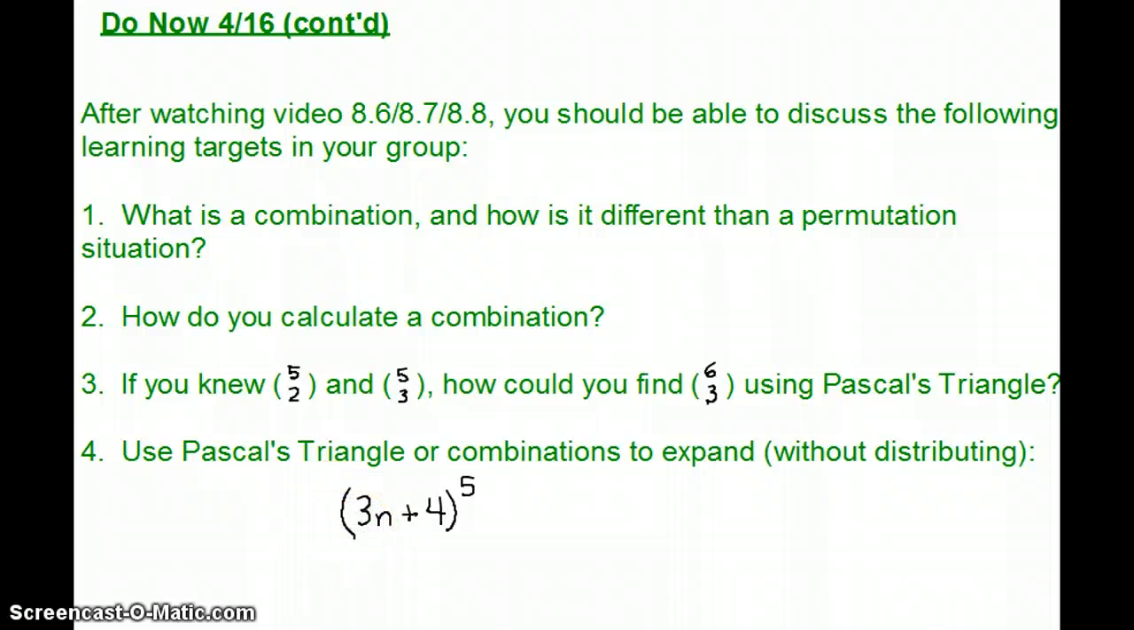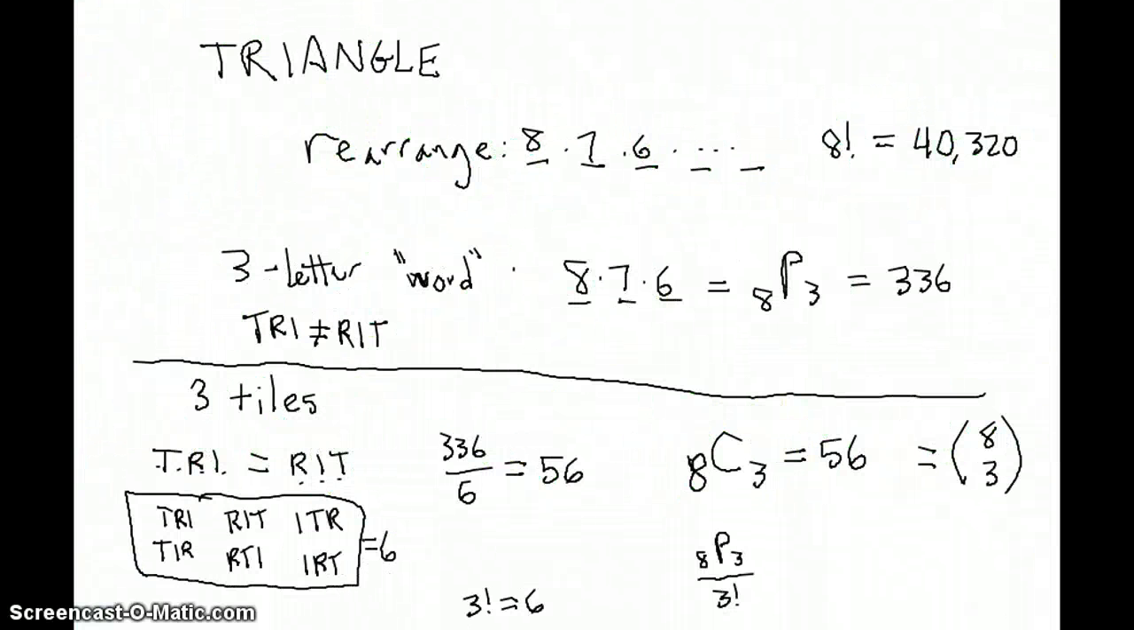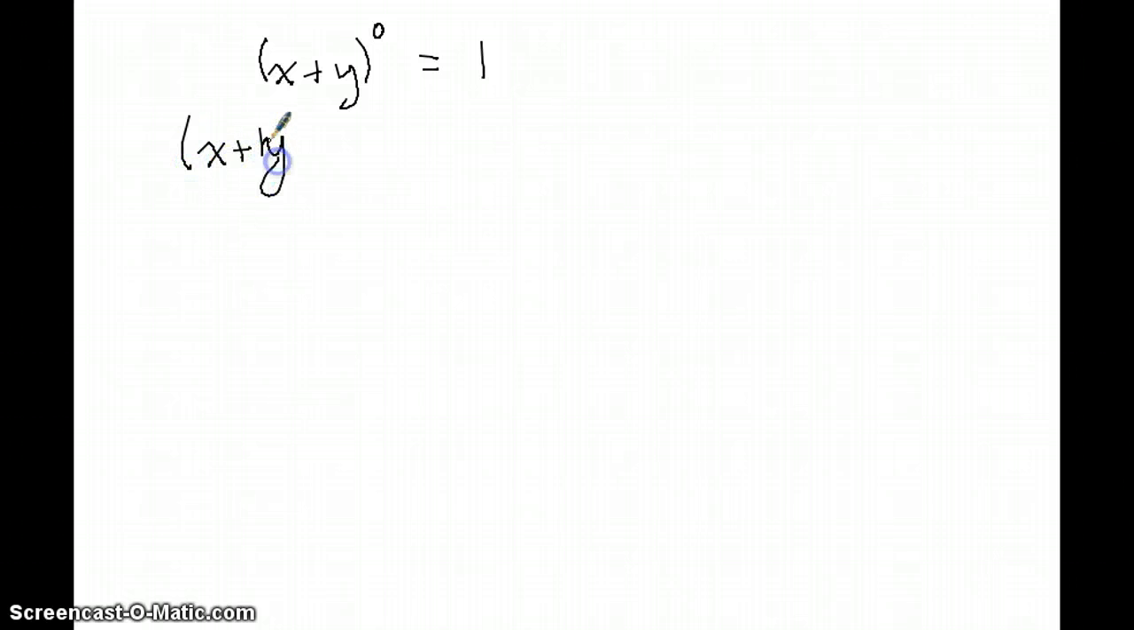If you remember, way back in the day, you expanded stuff like, and they use x and y in this book. I kind of like the books better when they use a and b, but that's okay. x plus y to the 0th power, of course, is 1. x plus y to the 1st power is really just x plus y.